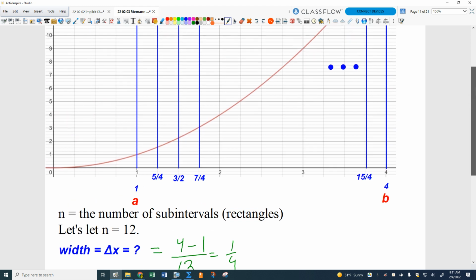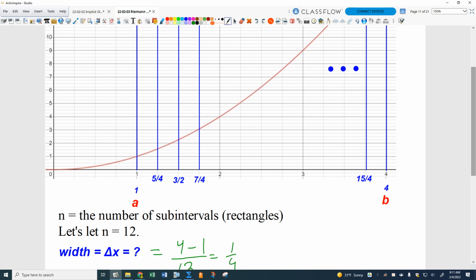And so then we could label these sections. Like this first one that starts at 1 and ends at 1 1/4 would be subinterval 1. This is subinterval 2. That's subinterval 3. And some random one out here in the middle is just going to be the ith subinterval, right? And we're just going to count these up as i goes from 1 to 12.